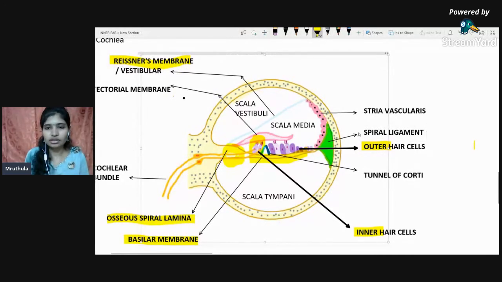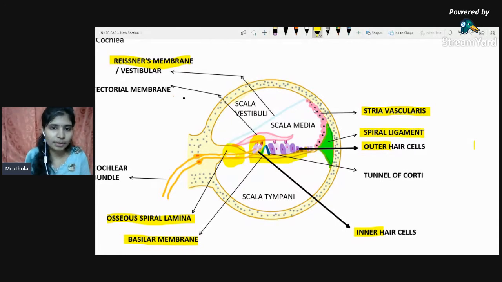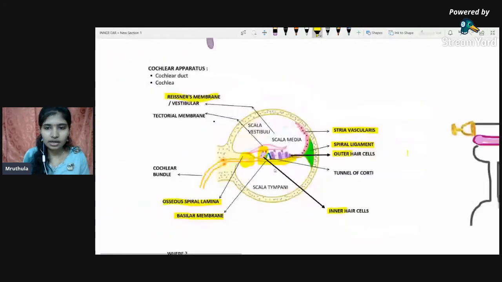Okay. On the other hand, we have other structures like the spiral ligament. Okay. The spiral ligament is what holds the basilar membrane. And we have the stria vascularis. I mentioned before, the stria vascularis is what secretes the endolymph, the fluid of the membranous labyrinth, or the fluid within this scala media or cochlear duct. Okay. So that's about this cochlear apparatus.